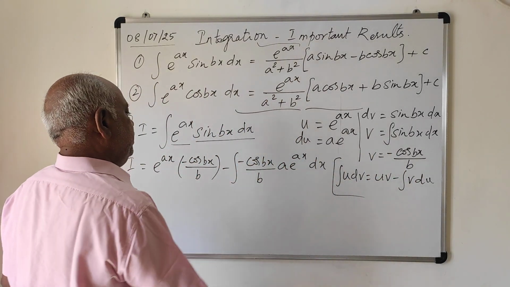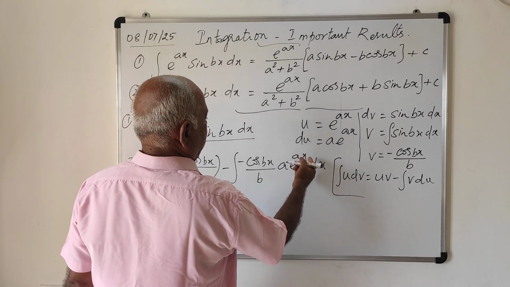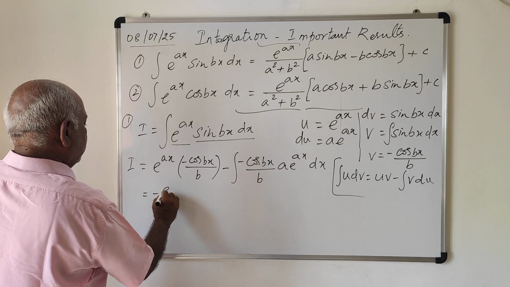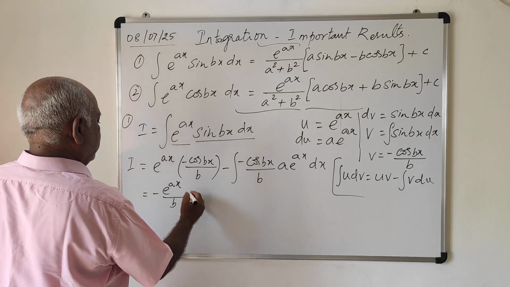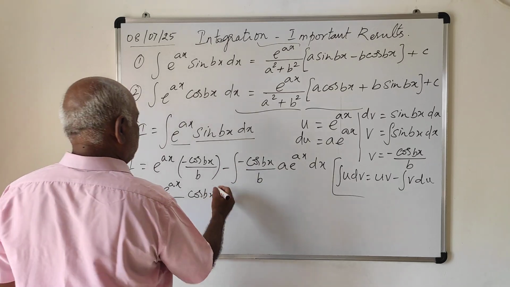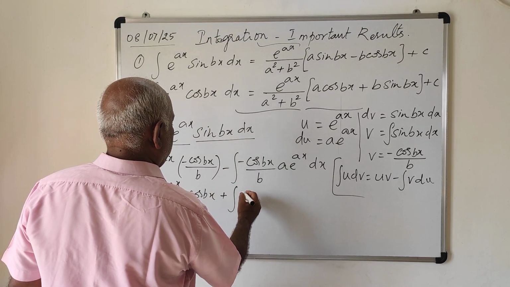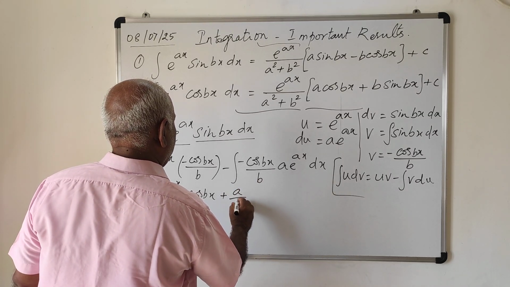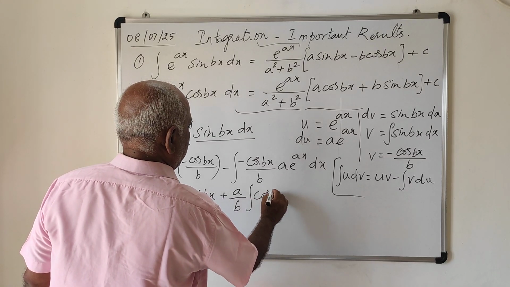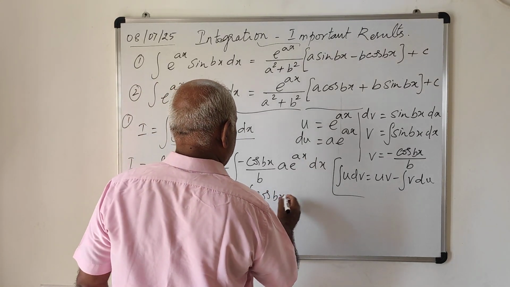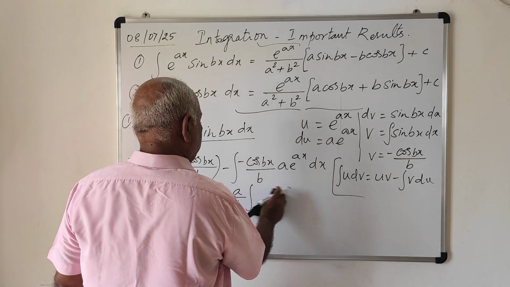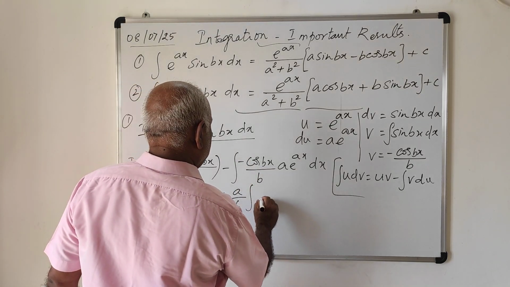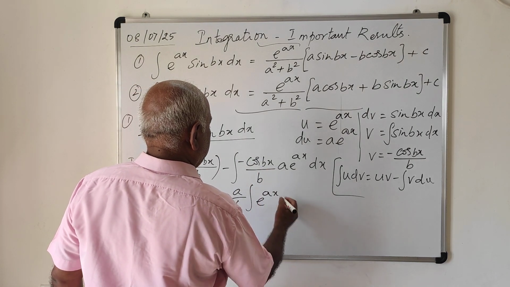V is minus cos bx by b, into du, which is a into e power ax dx. So this is minus e power ax by b into cos bx, and minus into minus is plus integral a by b. You take that a by b as a constant out of the integral, into integral cos bx into e power ax dx. So minus into minus plus integral e power ax into cos bx.